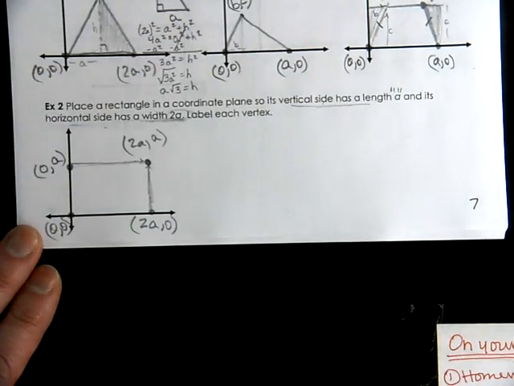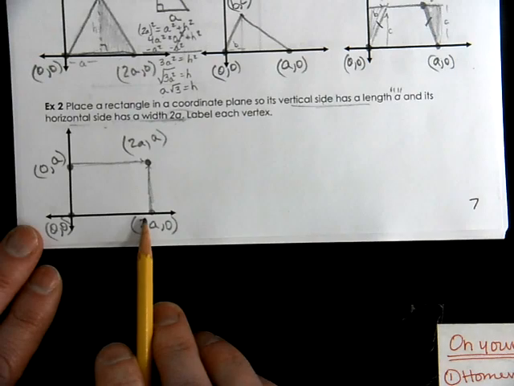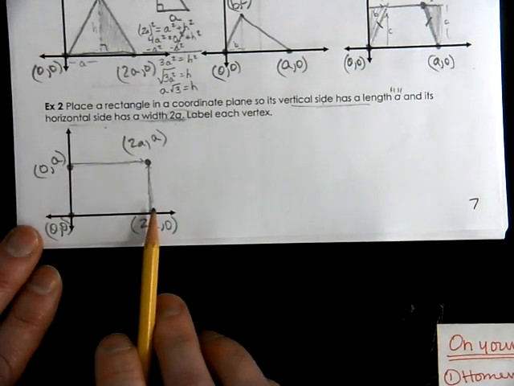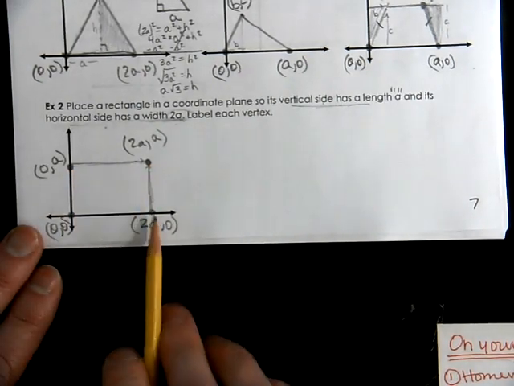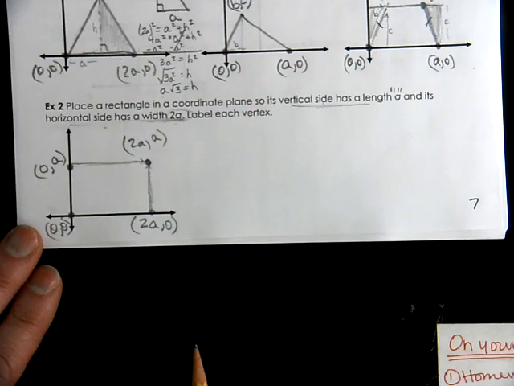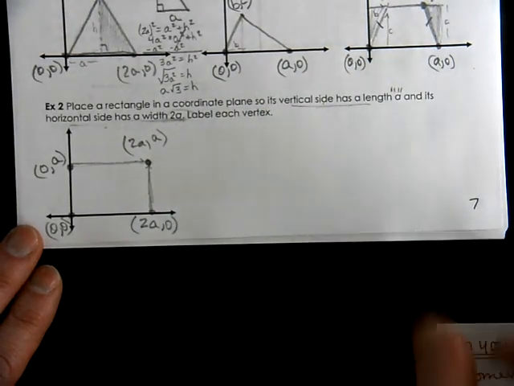There it is. So our next step would be to find the lengths, to find the slopes, to find the diagonal lengths. We can show a lot of facts about these shapes.